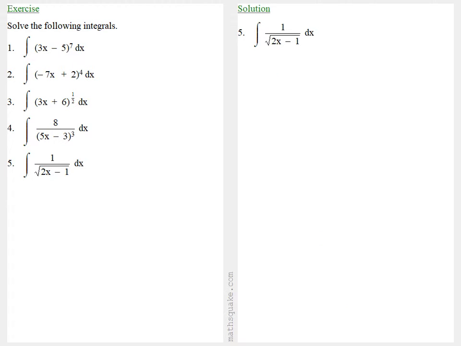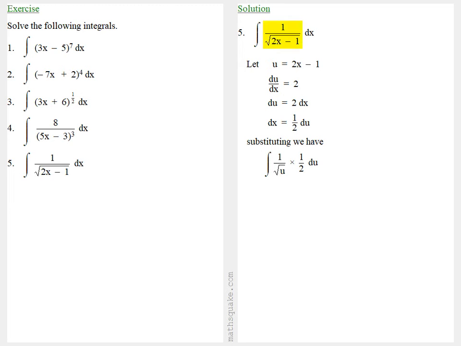Now in question 5 we're asked to integrate 1 over the square root of 2x - 1 dx. Now again we can let u equal the expression inside the square root, so u = 2x - 1, and if we differentiate, du/dx is equal to 2, so du equals 2 dx, or dx is a half du. Now if we substitute, the 1 over the square root of 2x - 1 becomes 1 over the square root of u, and the dx becomes a half du.